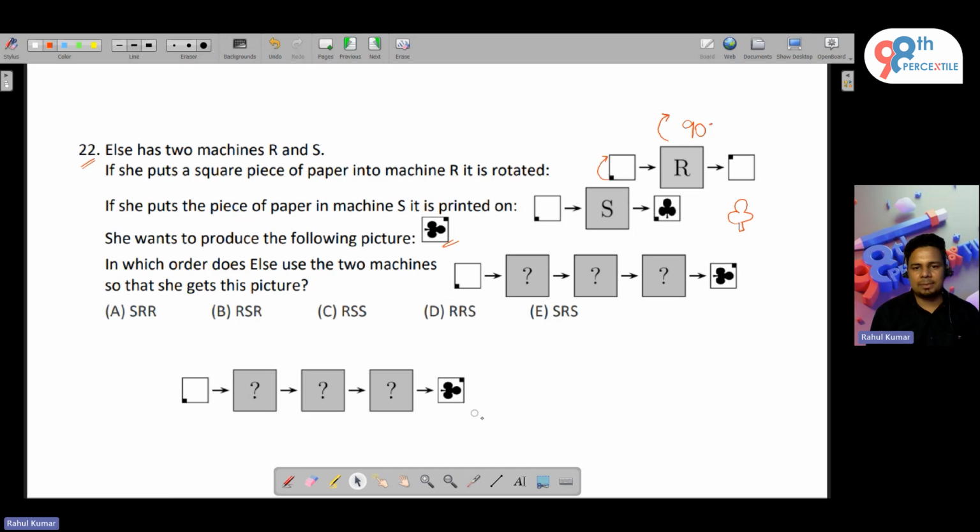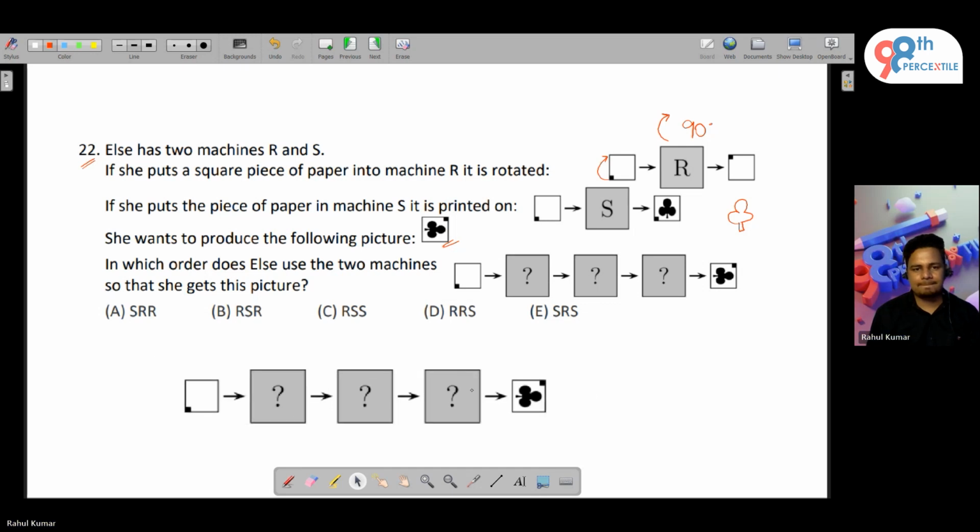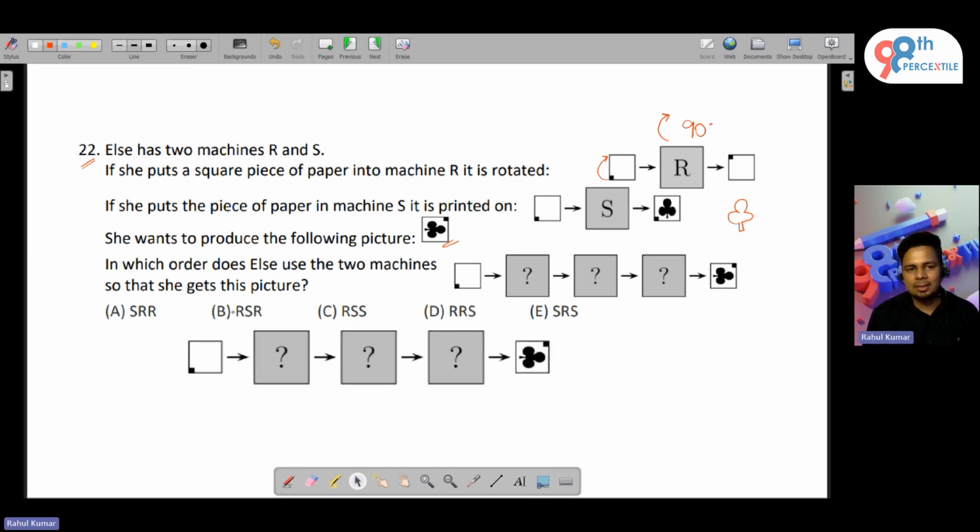Okay, so what is happening? Let me just enlarge this one. We have three machines here. We need to see which option is correct. So it could be S or R, SR, SR. Okay, we have this image starting and this is the last image.